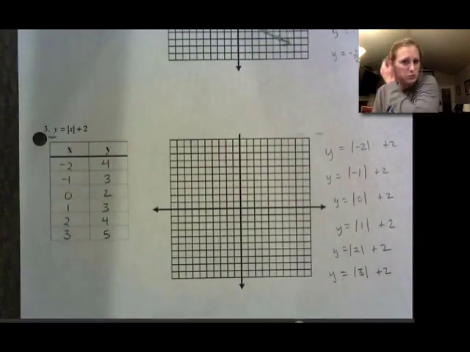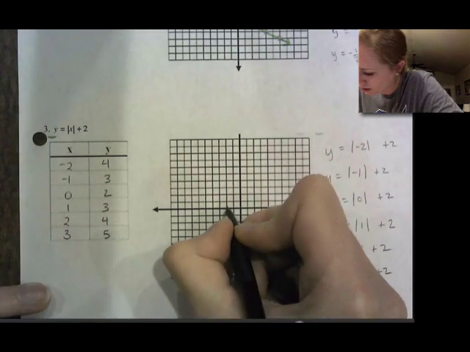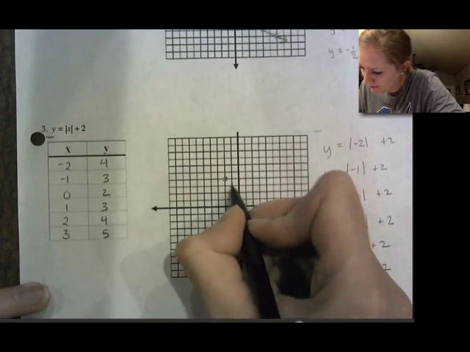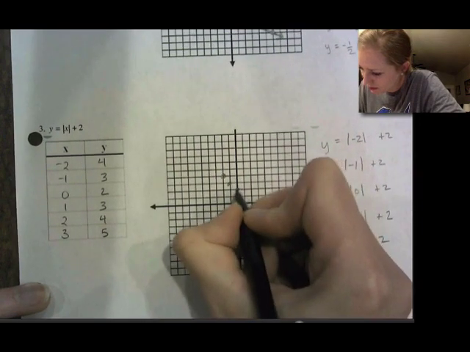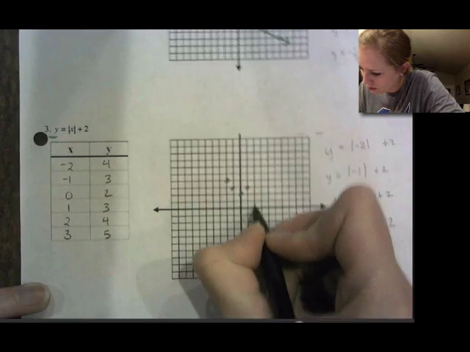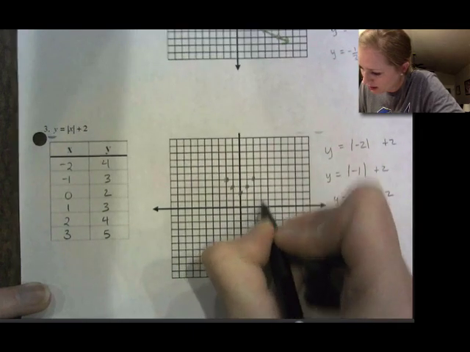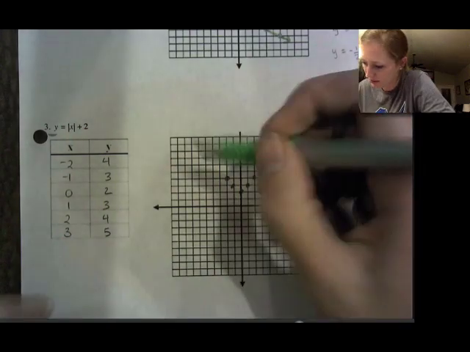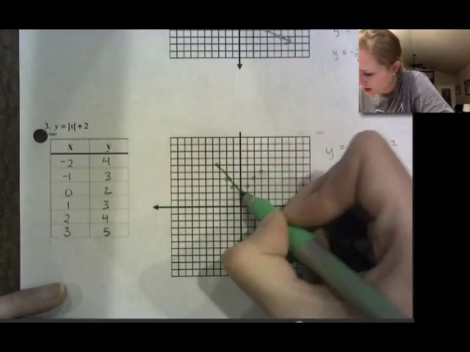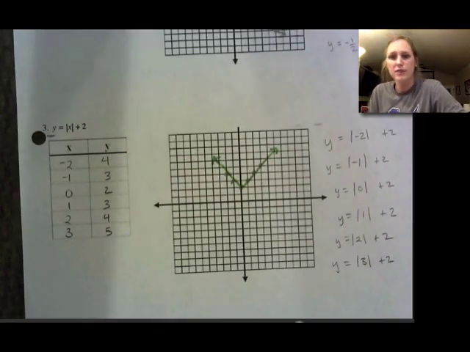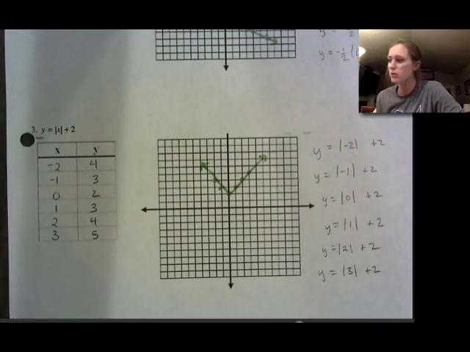Plot these 6 points. So -2 up to 4, -1 up to 3, 0 up to 2, 1, 3, 2, 4, 3, 5. So this one you kind of have this V shape going. So connect from left to right, going through my points, and add arrows on the end. All right, so that is how you guys can use a table to figure out what the graph of your equation will look like. Thanks for watching.